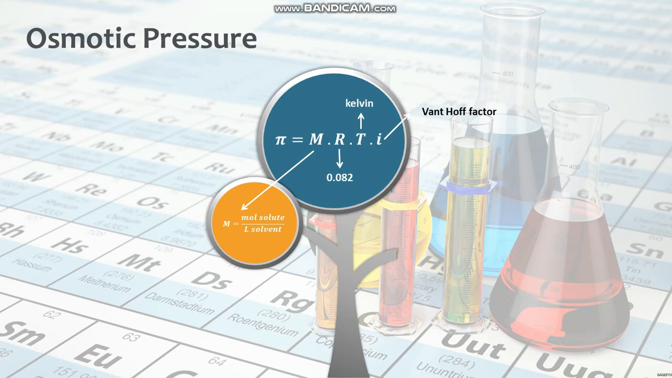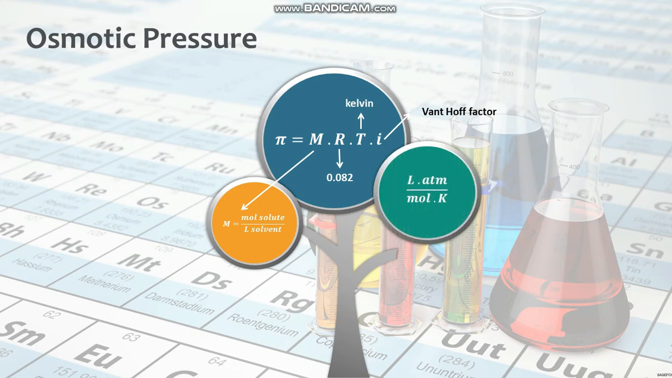Okay, pay attention to the unit of pi, which is in atm. If you put the units all together, let me rewrite the equation first. Molarity is moles per liter, R has units of liter times atm per mole times Kelvin, and the temperature is in Kelvin, and the van't Hoff factor is unitless. So as you can see, the Kelvin cancels, the mole cancels, and finally the liter cancels, which means that the osmotic pressure is in atm.